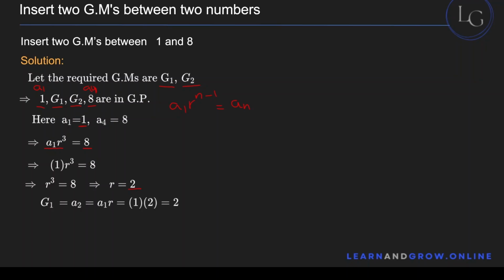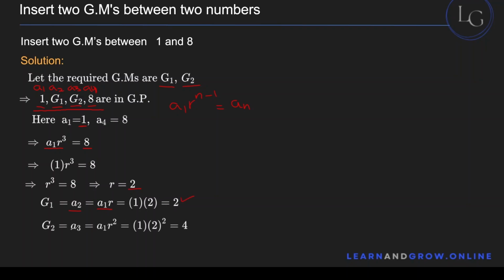Now, G1 is equal to A2 as it is the second term in the geometric progression. G1 is A2, G2 is A3. So A2 is equal to A1 into R raised to the power 2 minus 1, which just means A1 into R. That would mean 1 into 2, and that means that G1 is equal to 2.